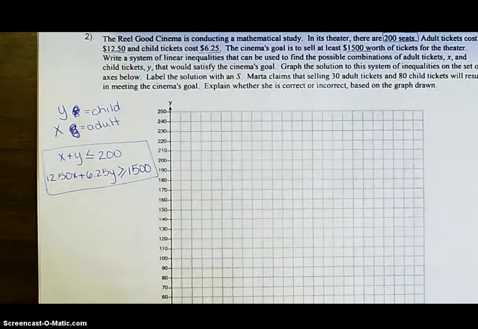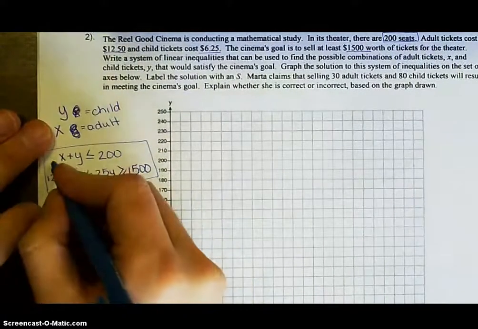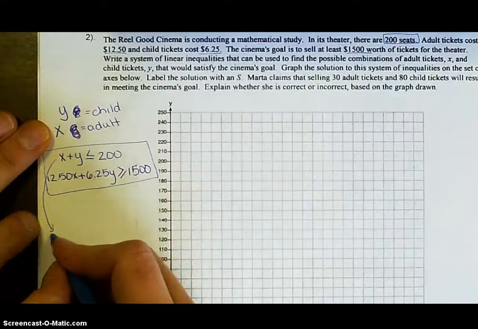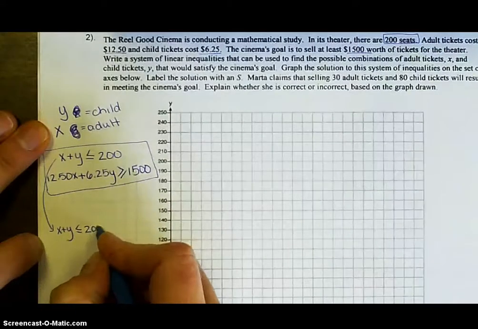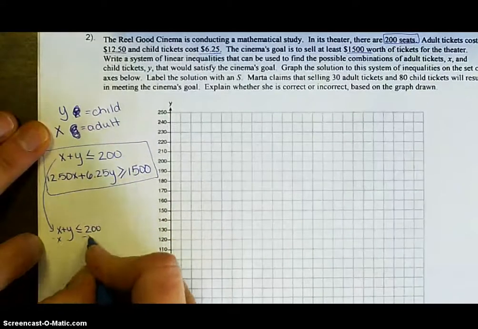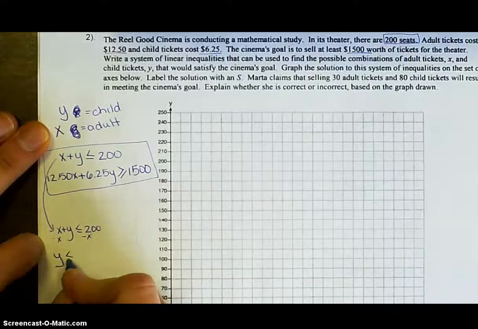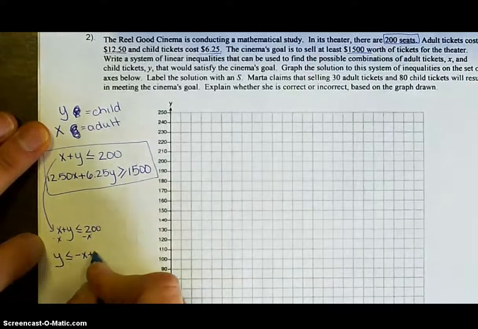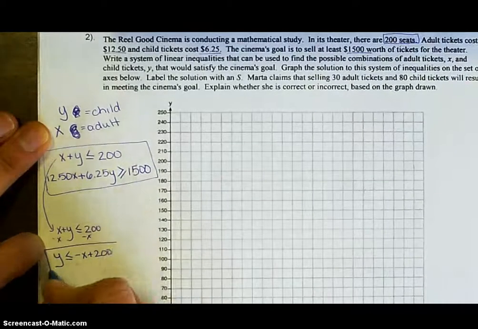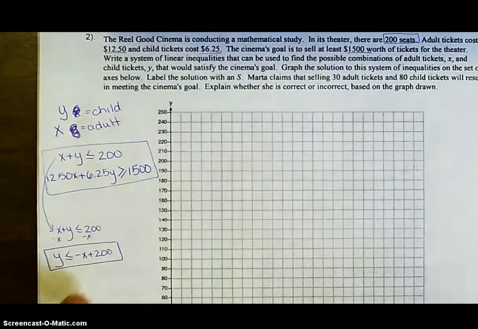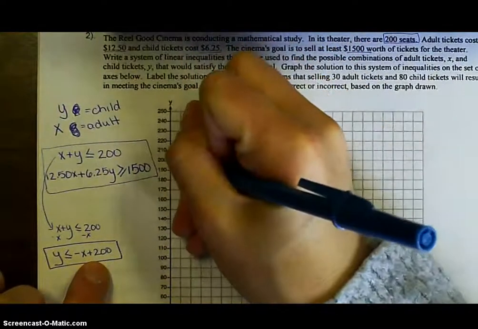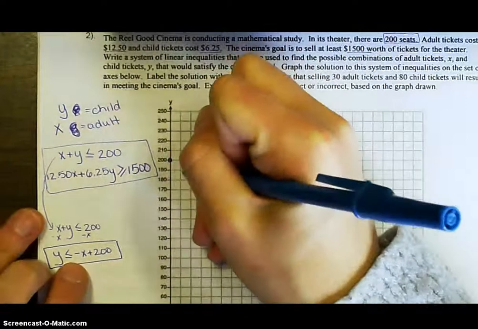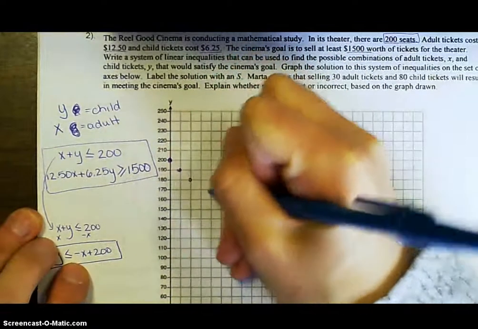So remember, in order to graph, we have to get the Y by itself. So I'm going to take my first equation, X plus Y is less than or equal to 200. I'm going to subtract X from both sides. So this is Y is less than or equal to negative X plus 200. All right, so I'm going to go ahead and graph that. I'm going to start at 200. So here's 200. And now I'm going to go down 1 over 1, down 1 over 1.